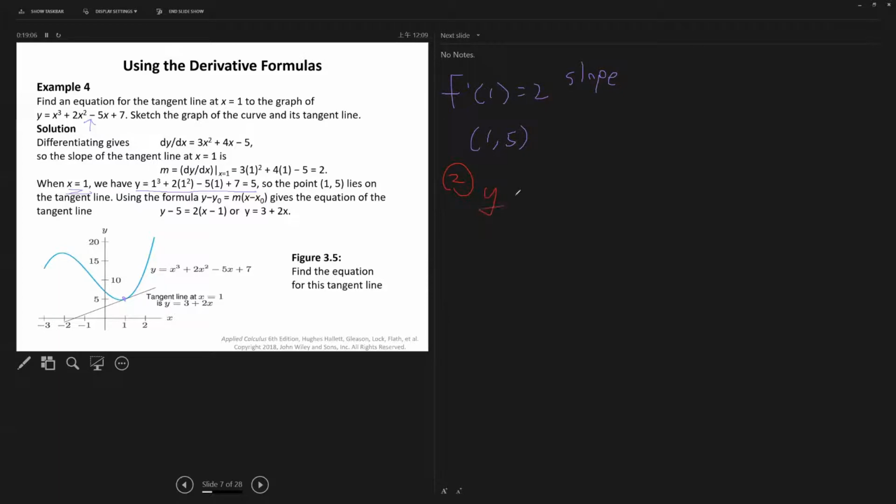Slope intercept form is in the form of y equals mx plus b. So all we need to do is fill in everything we know and then solve for b. So slope is 2, y is 5, x is 1, plus b. Then that's just a 2, so subtract the 2 to the left hand side, we get 3 is equal to b. And then we have everything we need. y is equal to m, that's the slope, 2x, plus b, b is 3. And that's the equation of the tangent line.